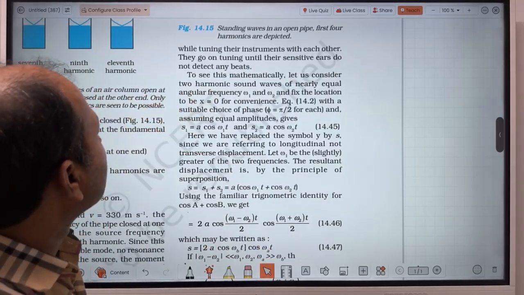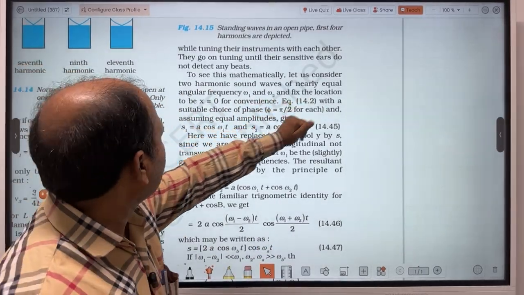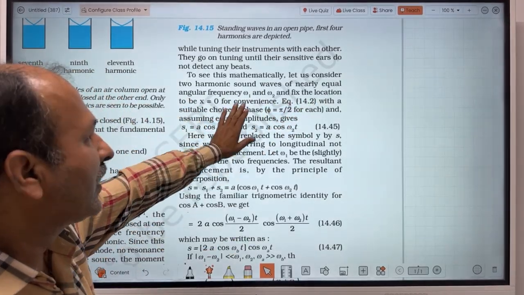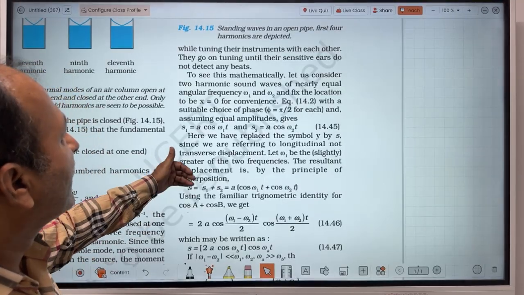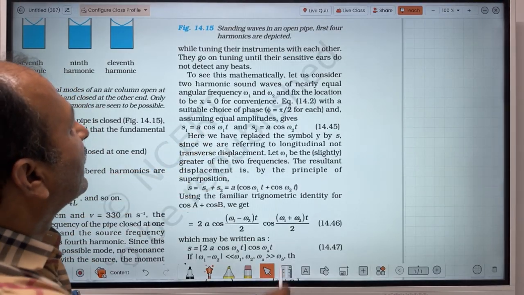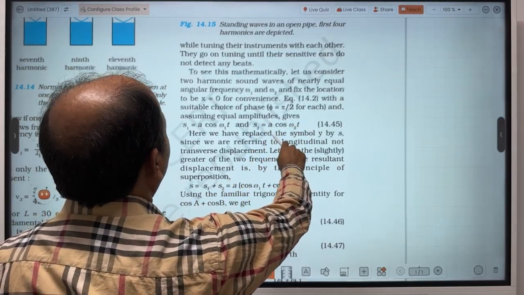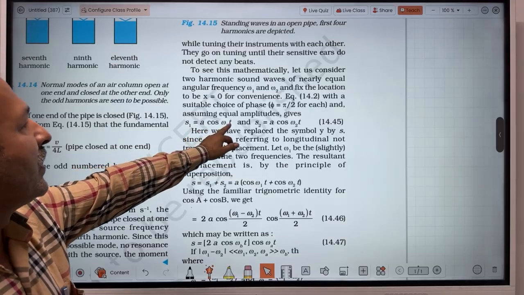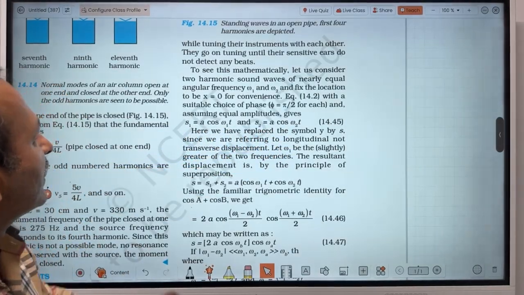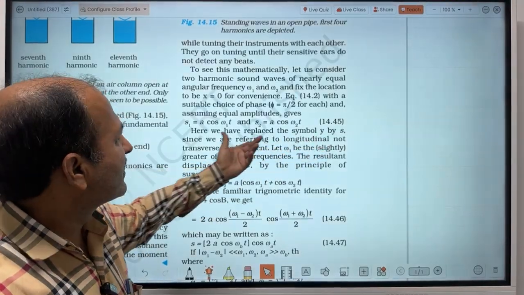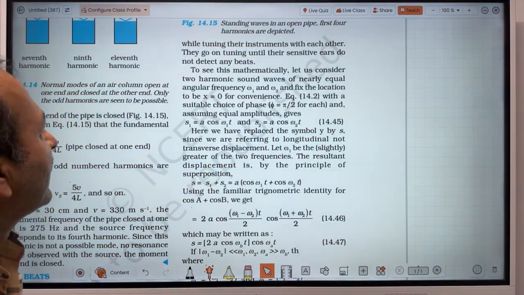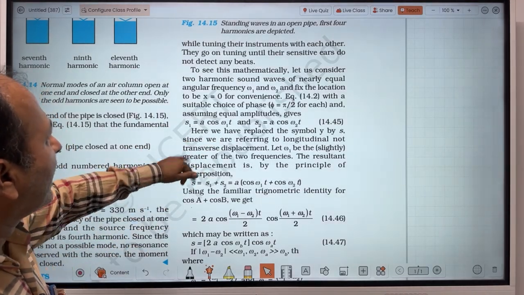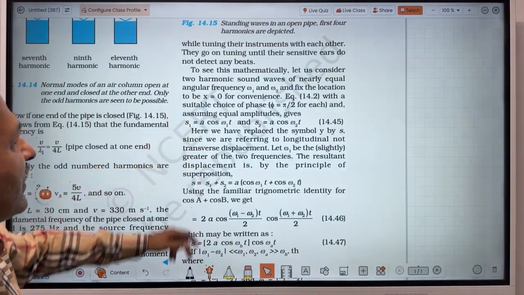To see this mathematically, let us consider two harmonic sound waves of nearly equal angular frequencies omega 1 and omega 2 and fix the location to be x equal to 0 for convenience. Then, the previous equation as we have seen, here we are going to put phi equal to pi by 2. So the equations of displacement are S1 equal to A cos omega 1 t and S2 equal to A cos omega 2 t. Here we have replaced the symbol y by s, as you have already seen that we generally write the equation y equal to A cos omega t. The same thing here, y is replaced by s.